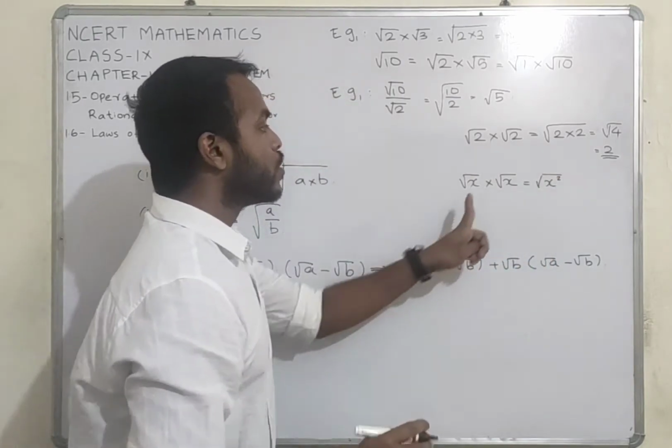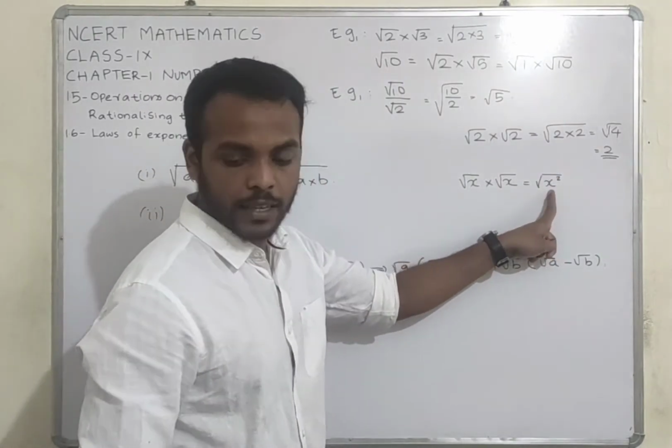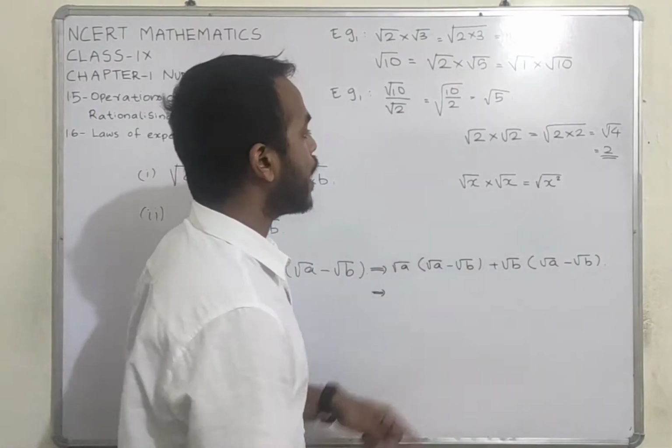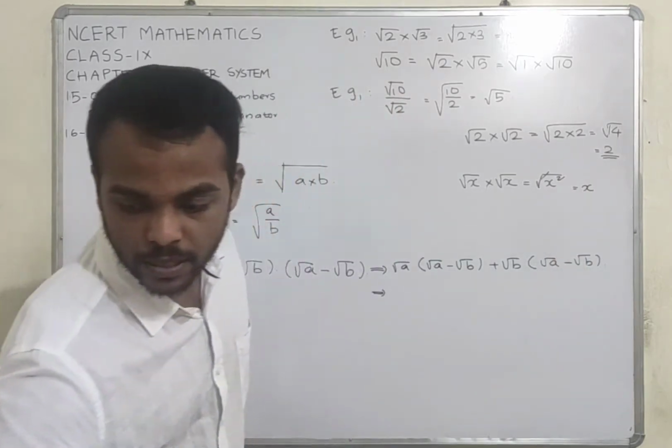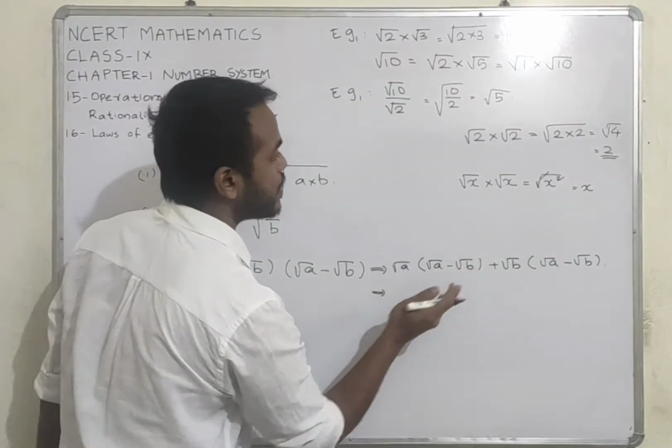This becomes root of x into x. Root of x into x is x square. And what is root of x square? This root and square can be cancelled. It becomes x. Now let's see the same principle.